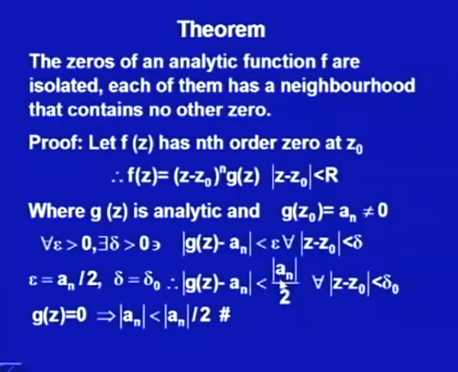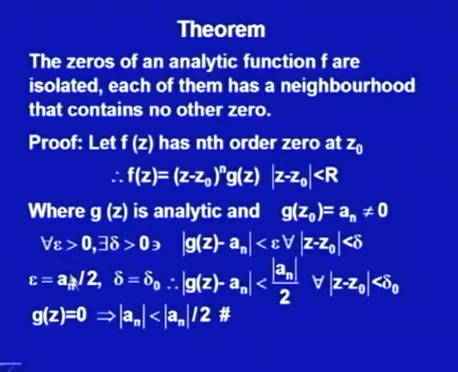a_n I am taking as a positive value, the mod of a_n is a positive value, and I am saying a positive number is less than half of itself, which is not possible. So this is a contradiction, hence g(z) cannot be 0 in this neighborhood. What it says is, if z naught is a 0 of f of order n, then I can write f(z) as (z minus z naught) to the power n into g(z), and g(z) is not 0 in a small delta naught neighborhood.